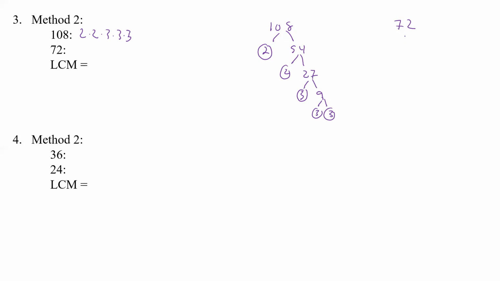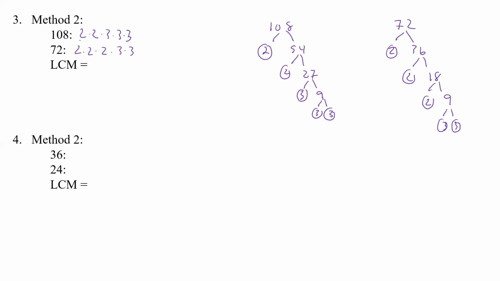Well, what about 72? Well, that's going to be 2 and 36. That's going to be 2 and 18. That's going to be 2 and 9. And now we have that 3 and 3 again. So we have 3 2's and then 2 3's. 2 times 2 times 2 times 3 times 3. Okay. So what is the LCM?